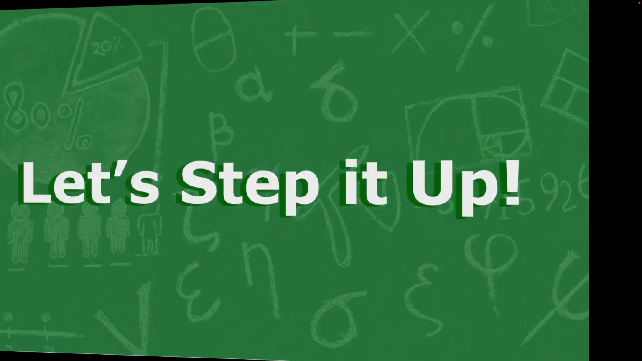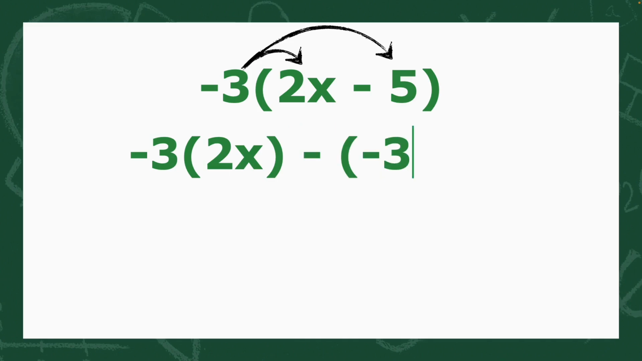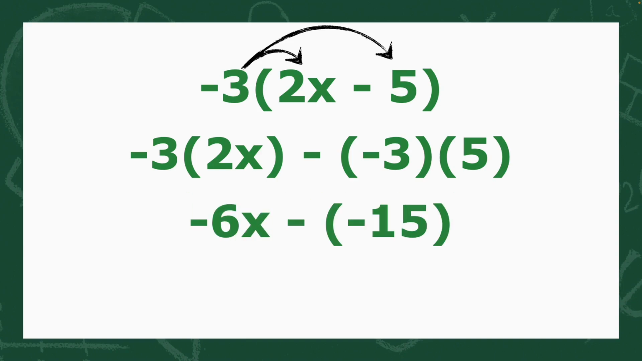Let me step it up for you a notch. If I take a number on the outside that is negative and distribute it to the two pieces on the inside, we're going to have a little bit more involved in terms of our signs. I'm going to do the same process, negative 3 times 2x and negative 3 times 5, but I need to make sure I don't lose any of the signs as I go. So negative 3 times 2x minus negative 3 times 5, and I'll multiply what I can. Negative 3 times 2x is negative 6x, minus negative 3 times 5 is negative 15.